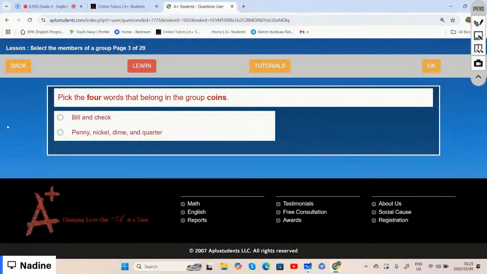All right, we need to pick four words that belong in the group of coins. Coins. Is it option one, bill and check, or option two, penny, nickel, dime, and quarter?